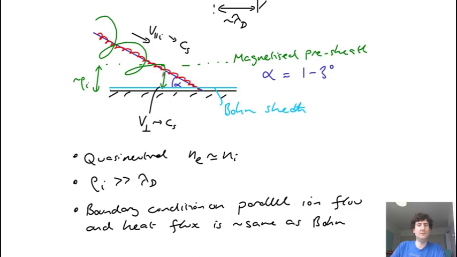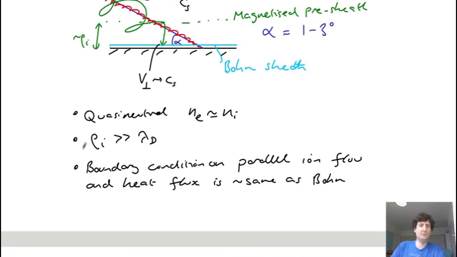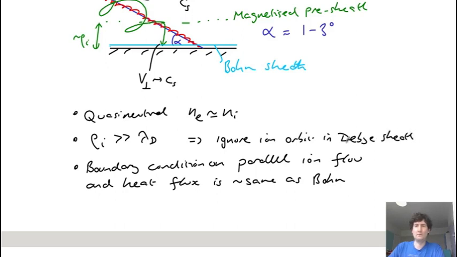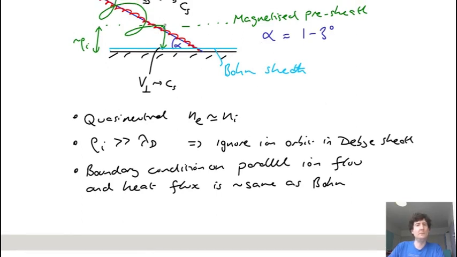So in the magnetized sheath, we need to take into account the ion orbits. In the Debye sheath, because this is so much larger than the Debye length, you can just ignore the ion orbits inside the Debye sheath, which has a length of a few Debye lengths. So inside this Debye sheath region, you can ignore the ion orbits. In this region here, which is much larger, of the order of the ion Larmor radius, you have to take into account the full ion orbits.